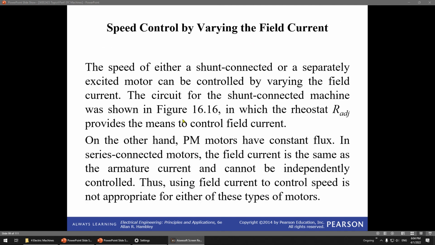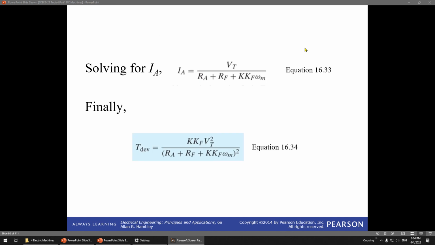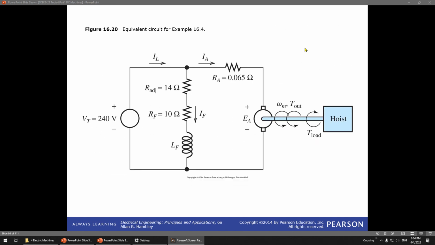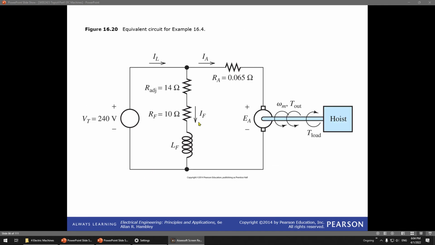So we continue with the next part. Instead of varying the voltage supply Vt, you vary the field current. How to vary the field current? What is field current? I think you have already seen it too much. This is the field current IF. By varying the field current, you vary the flux. Same here, this is IF. This is the shunt type, this is IF.